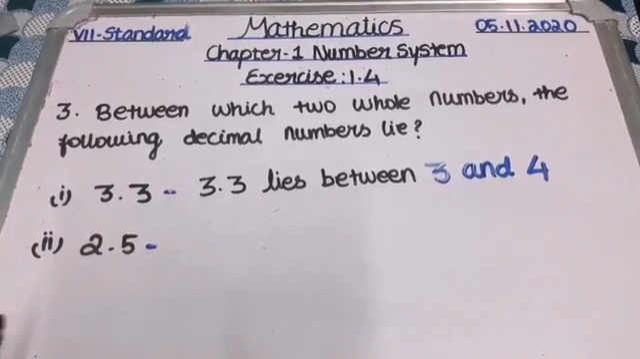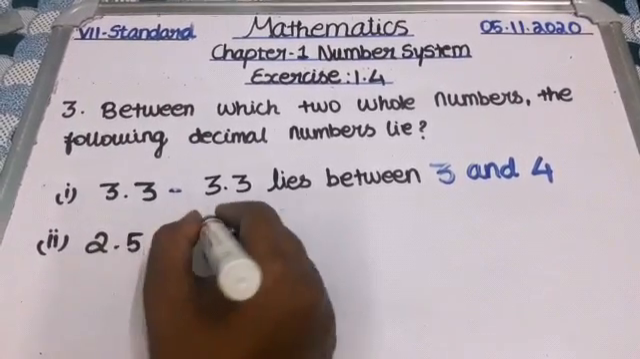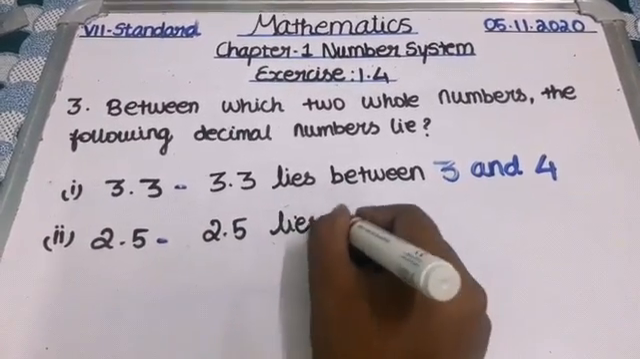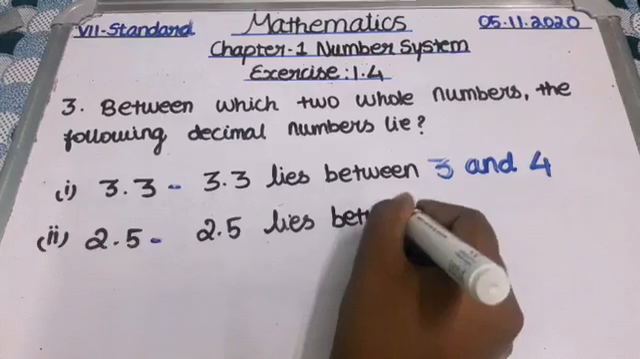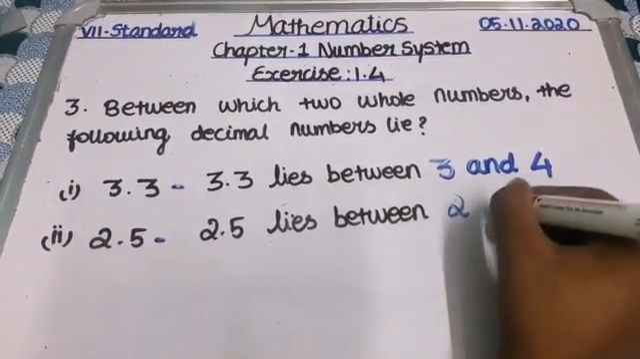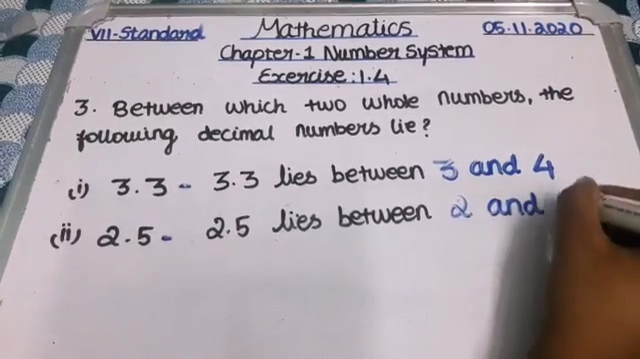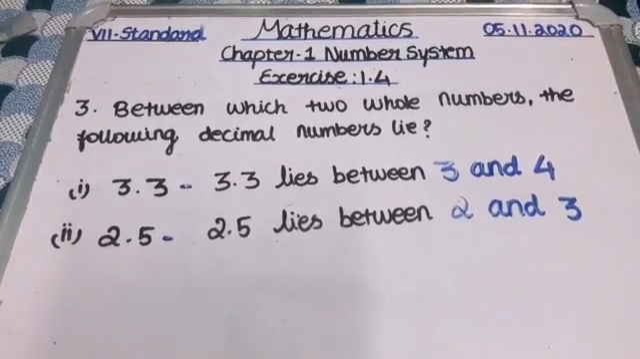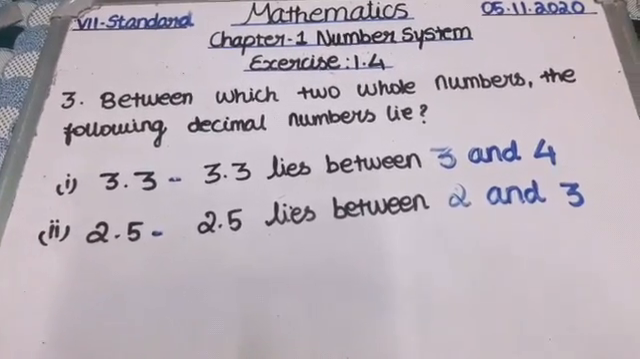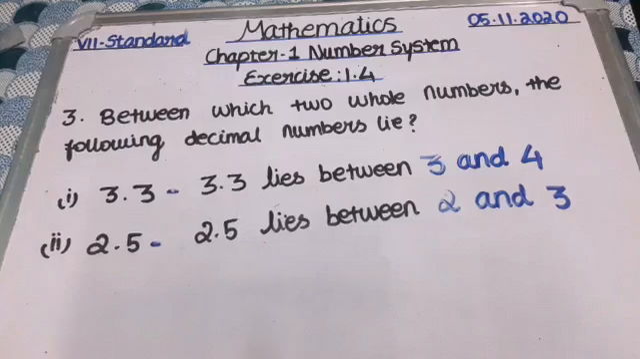Now 2.5 lies between which two whole numbers? Good. 2.5 lies between 2 and 3. So if they ask the question, you need to write only between which two whole numbers the following decimal number lies. So you need to write like this. Okay students.